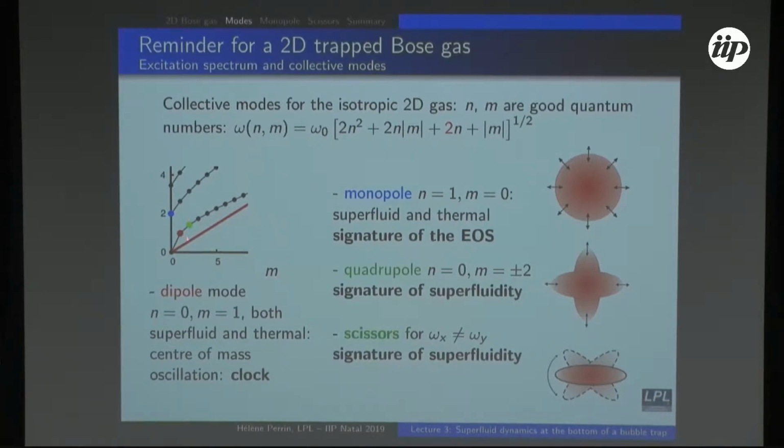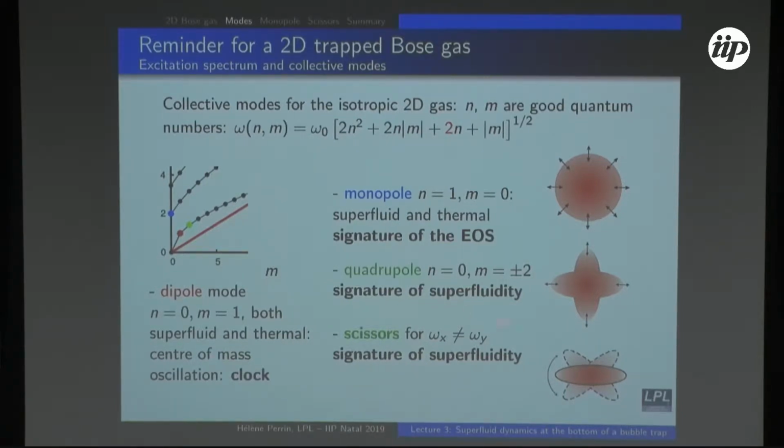And then the green dot here corresponds to the quadrupole modes, which are present only for a superfluid and not for a classical gas, whereas this one you can also see in a thermal gas, as just the exchange of position of atoms oscillating at the bottom of the trap. And then the radius breathes with twice the oscillation frequency. So this one is specific to a superfluid gas. It corresponds to n equal to 0 and m equal to 2.